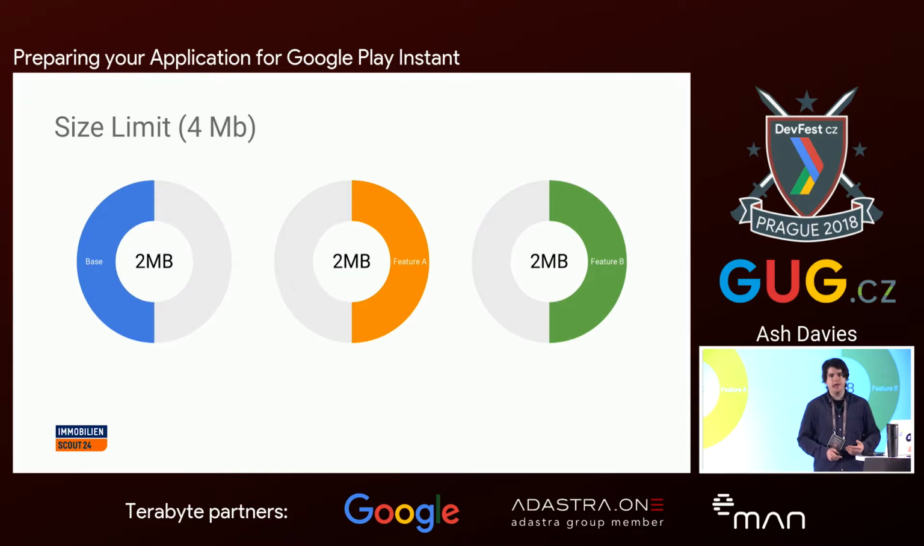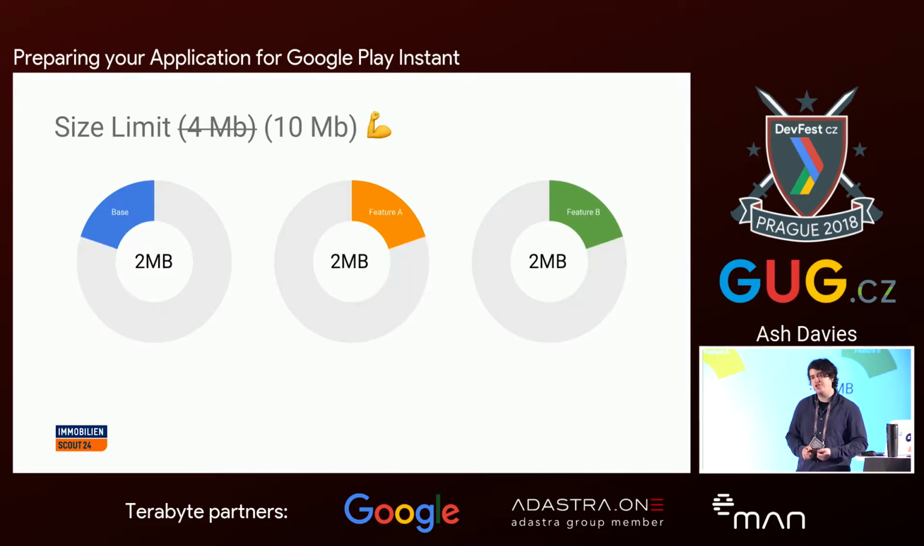But it was felt that 4 megabytes was sufficient to ship an instant app, and this was put as a limit. But in the early beta program, they got a lot of feedback from people that they wanted to actually increase the size limit. So they increased it from 4 megabytes to 10 megabytes. So you can now ship instant apps up to 10 megabytes.